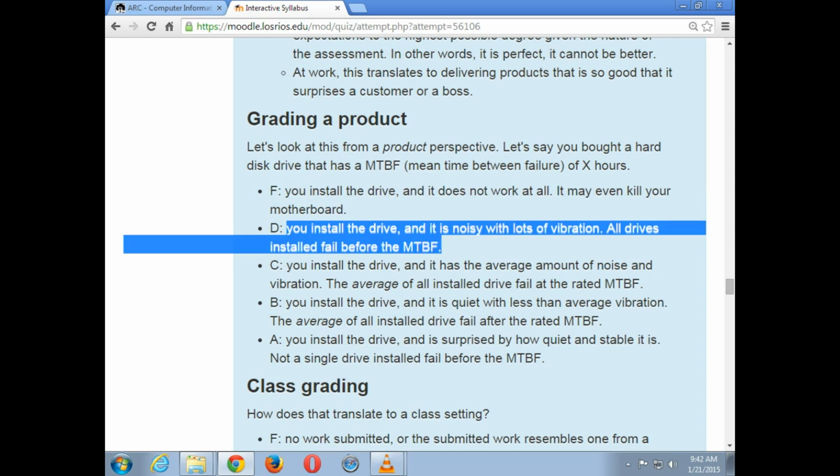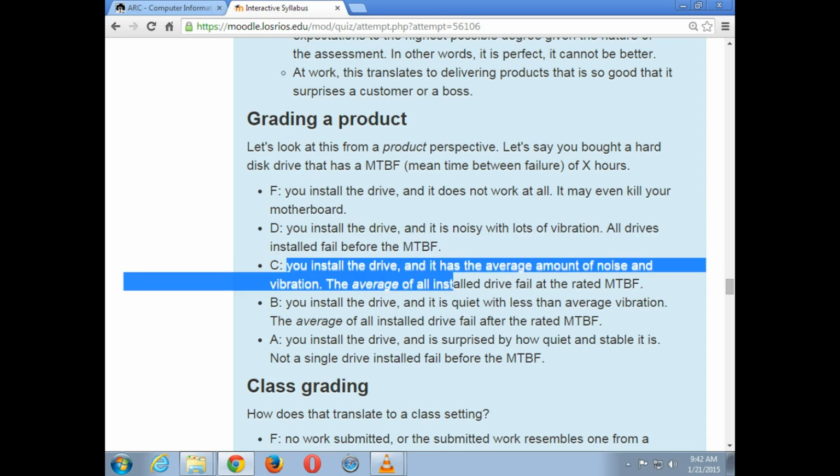A D means you install the hard drive and you notice it is noisier than most of your other hard drives. And even though the hard drive is rated at a certain MTBF, or mean time between failure, it failed way before that. So it worked for a little bit of time, but the quality is just not there. That's a D. It's basically substandard work, or product in this case.